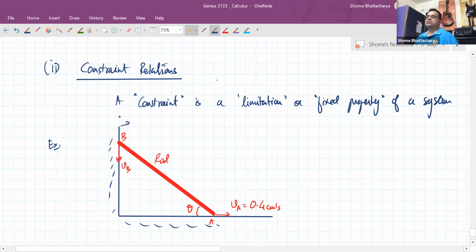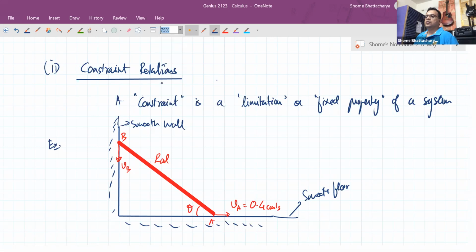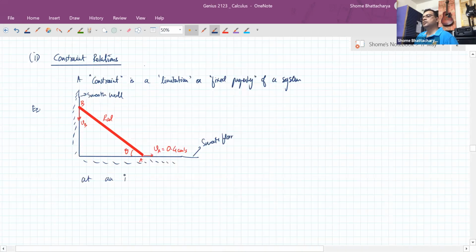Okay. So this is a smooth wall, and this is a smooth floor, and we have this rod which is slipping like this. So at an instant when theta is, let us say, 30 degrees, and the speed of this end is equal to 0.4 centimeters per second, we want to find the speed of the other end of the rod, which is moving vertically down on the wall.